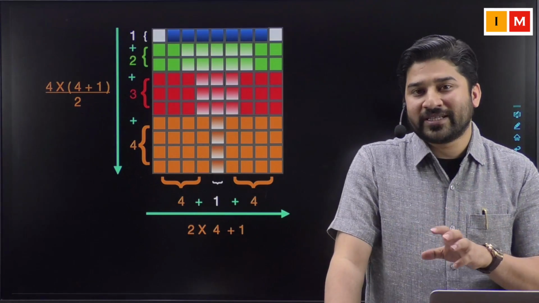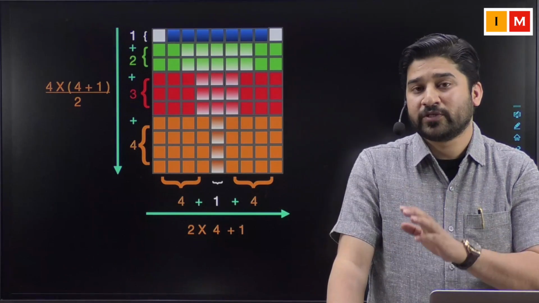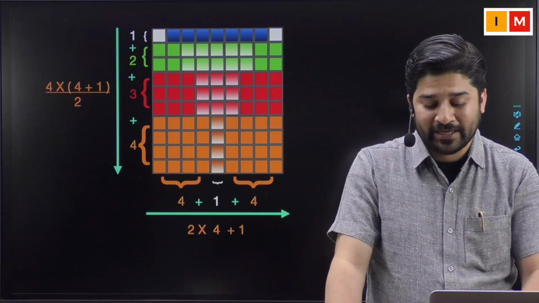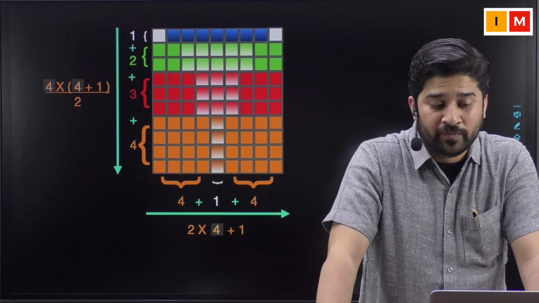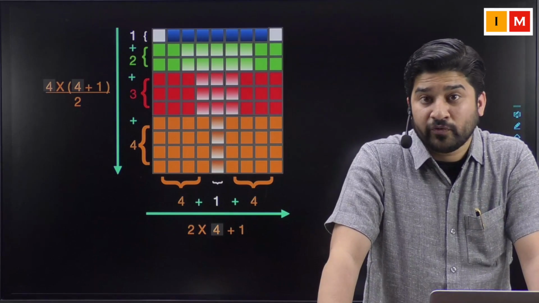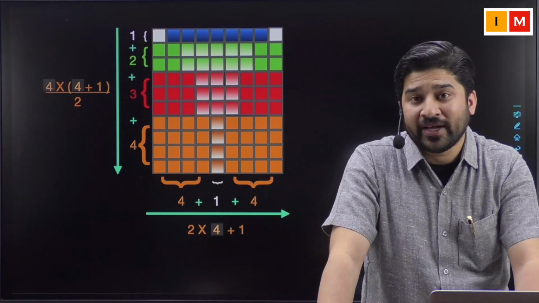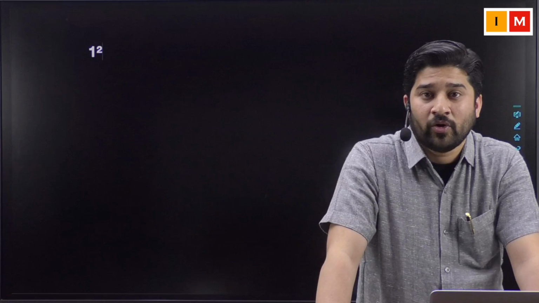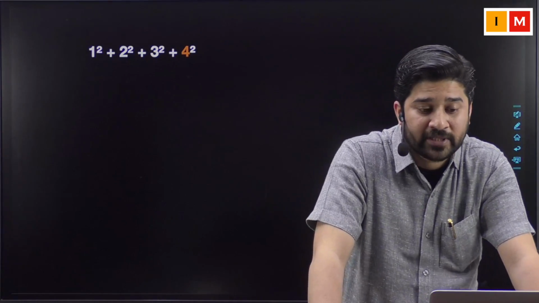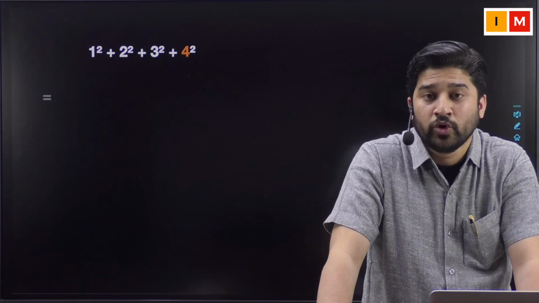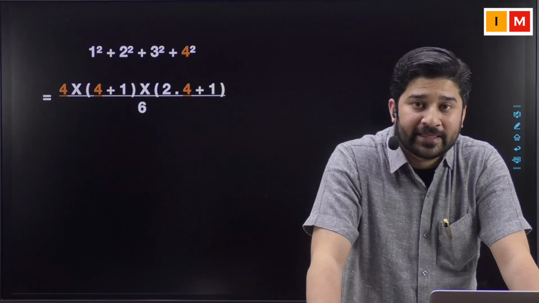So what you need to understand is that 3 copies of 1 square plus 2 square plus 3 square plus 4 square are building us this rectangle, and you notice that the dimensions are very much related to 4. As you can see, the length is 4 into (4 plus 1) by 2 and the breadth is 2 into 4 plus 1. So one copy would be nothing but 1/3 of the dimension we have mentioned. So 1 square plus 2 square plus 3 square plus 4 square equals 4 into (4 plus 1) into (2 into 4 plus 1) by 6.